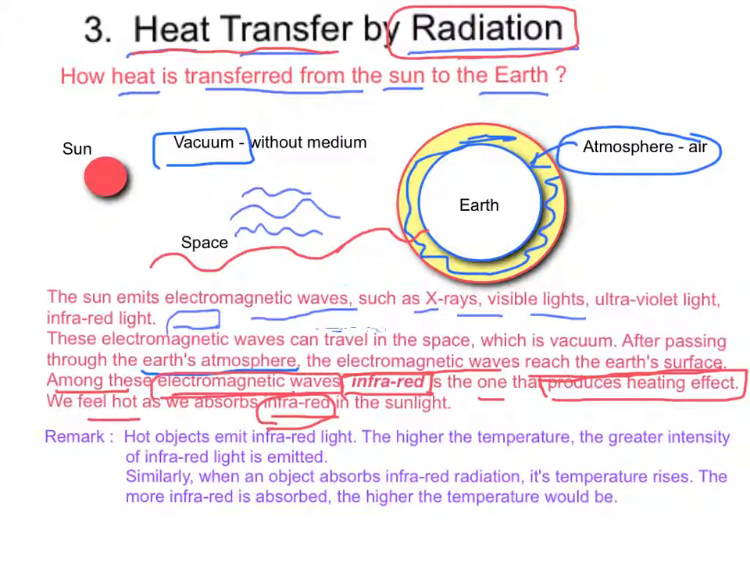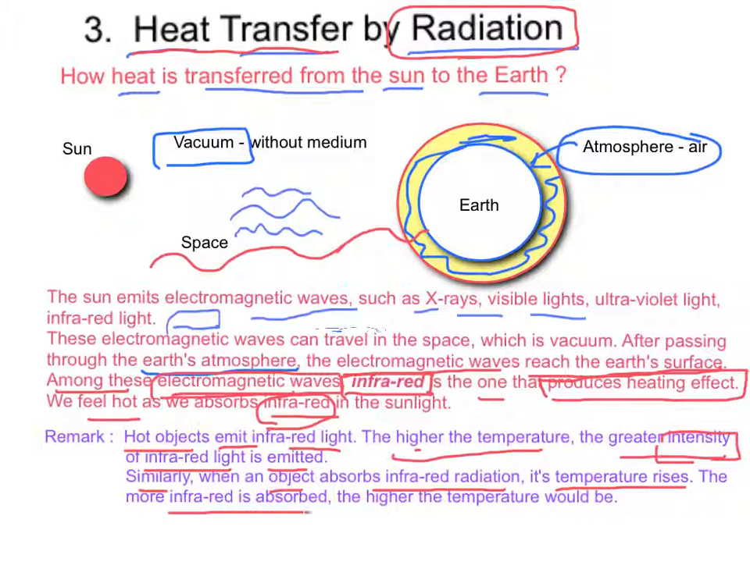It should be noted that hot objects emit infrared light. The higher the temperature, the greater the intensity of infrared light emitted. Intensity means 度數. Similarly, when an object absorbs infrared radiation, its temperature will rise. The more infrared is absorbed, the higher the temperature would be.